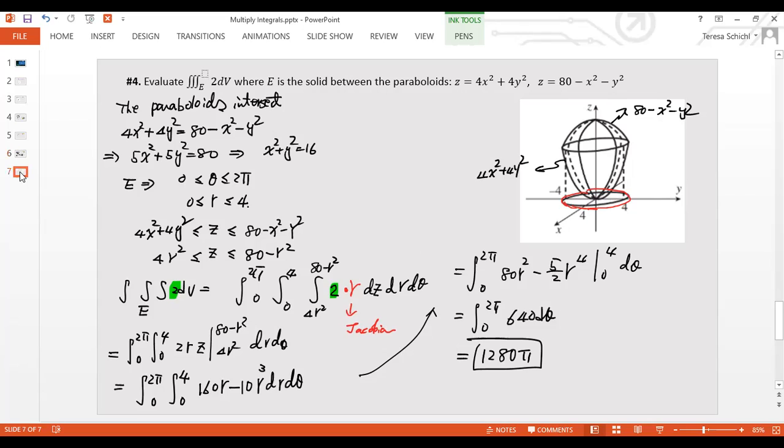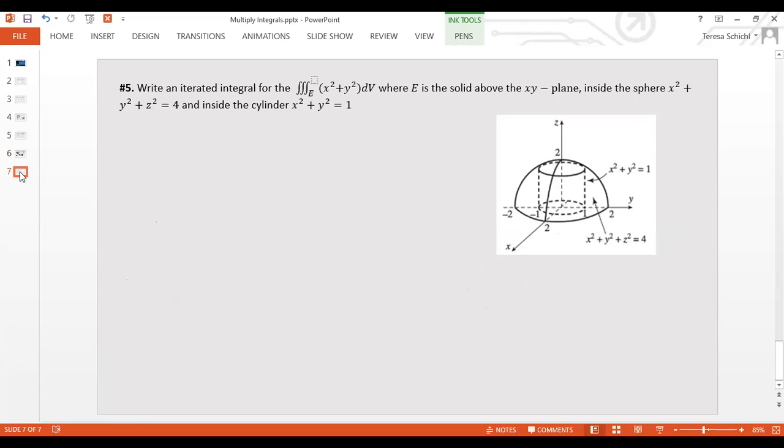Okay, now let's take a look at another example here, right? This one, they just want us to write the integrals. So I have x squared plus y squared dV here, and E is the solid above the xy plane, inside this sphere x squared plus y squared plus z squared equal to 4, and inside the cylinder x squared plus y squared. So basically you have a cylinder, right? And the cylinder fits into this sphere, and you want to find the volume inside this cylinder here.